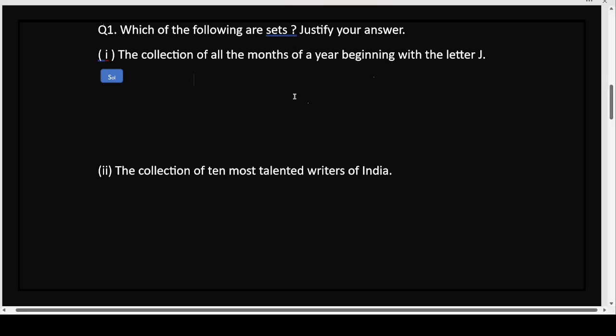First one, the collection of all the months of a year beginning with the letter J. So what are the months starting with J? January, yes. February, no. March, no. April, May, no. June, yes. July, yes. August, September, October, November, December, no. So these are the months starting with J, and we can represent the set.